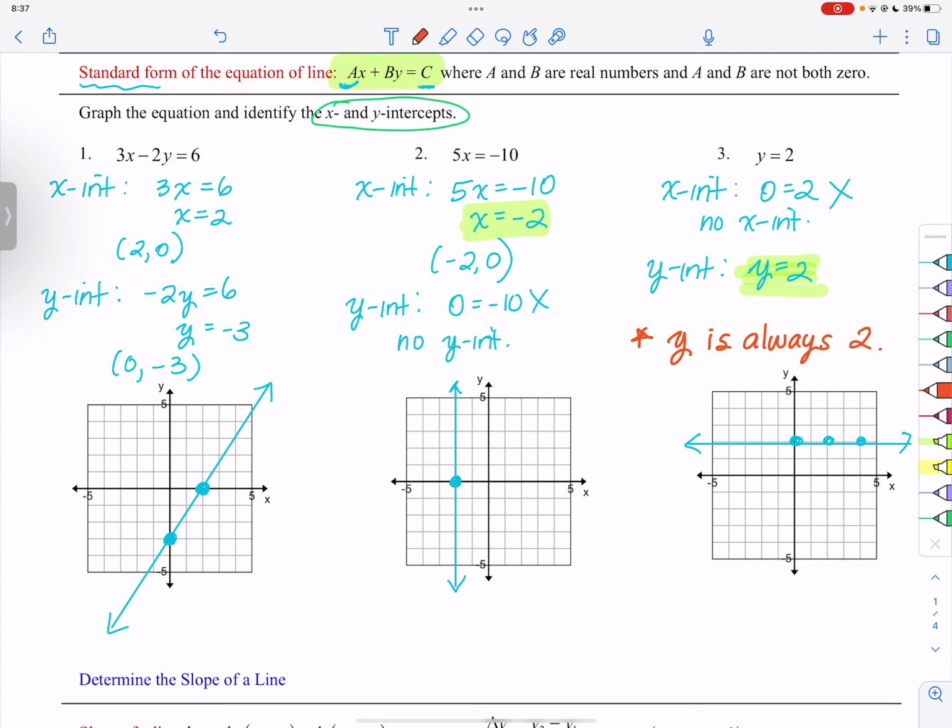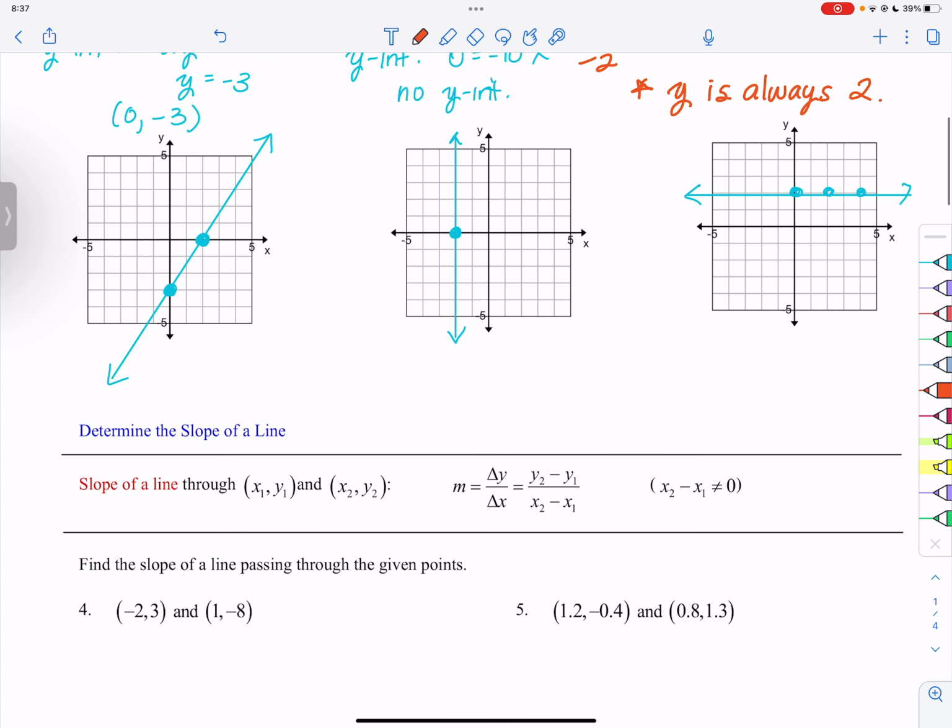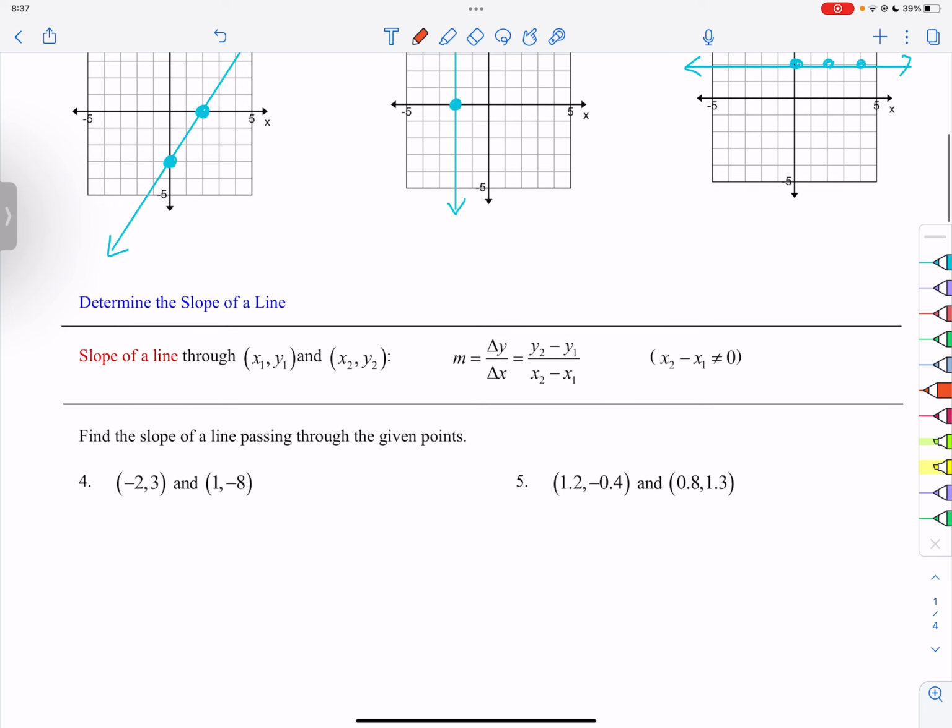So y is always 2. And you could think of this one as x is always negative 2, and you can see that here. Moving on, we're now going to find the slope of a line, and that will actually help us graph these equations of lines on the next page.